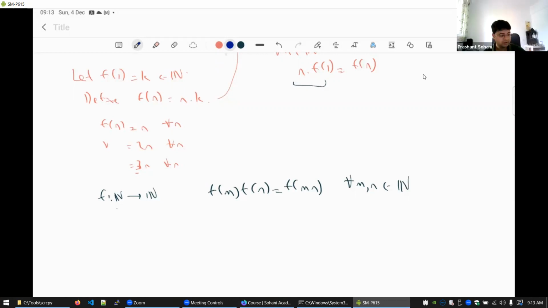Yes. So just like a detective looking for clues, we have to start finding these clues by substituting some special values. So if we put n is equal to 1, we get f of 1 times f of m is equal to f of m. Since everything is non-zero, we can cancel f of m from both sides and we get f of 1 is equal to 1. So at least we obtain f of 1.